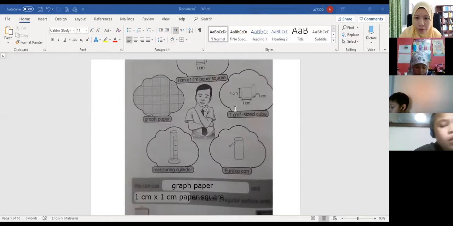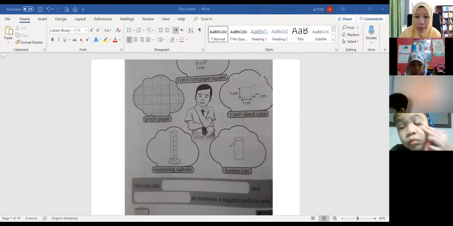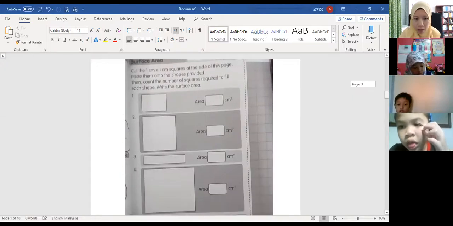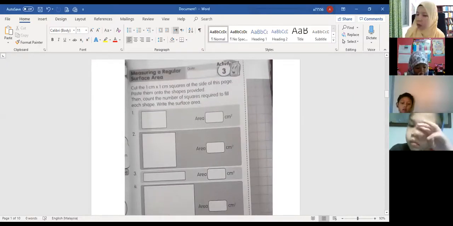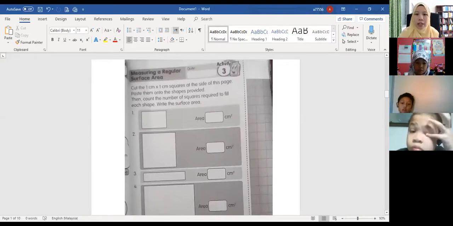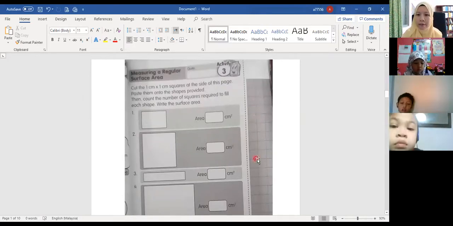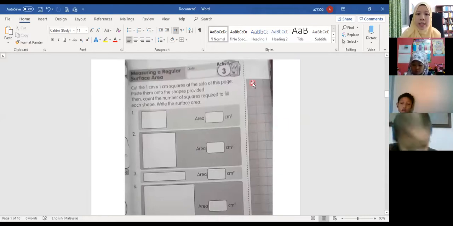On page 53, maybe you can do it with your parents because you must use scissors. So I want all my students please match with the okay. But I will explain to you in page 45. Okay, as you can see at the right side of the book, here have square. Okay, ada 1 centimeter square on the side of this page.